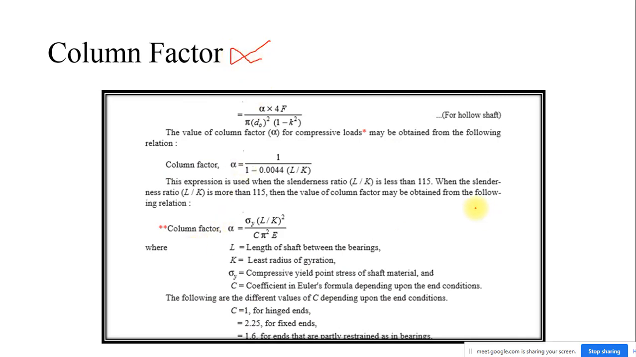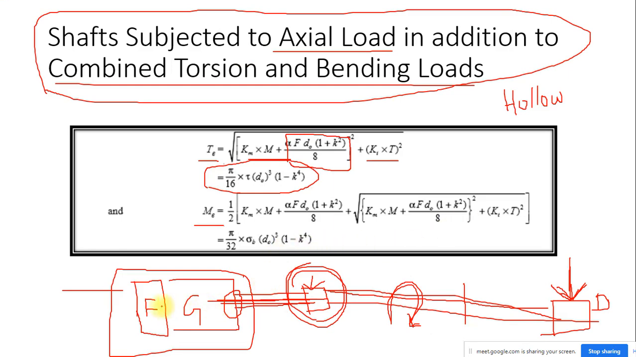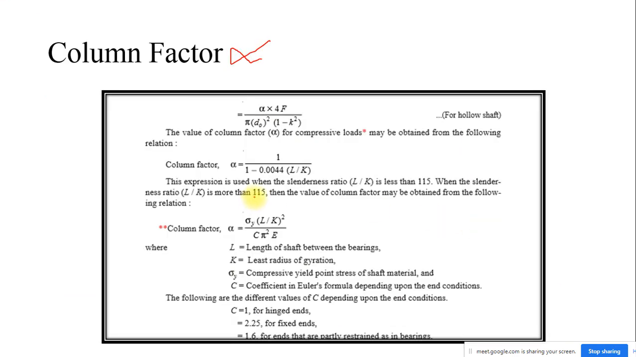Since it is used for compressive loads, let me give you an example. Here I have a straight shaft, then a universal coupling, then an inclined shaft. What happens if the axial load is applied like this? If the axial load is applied like this, the other shaft which is inclined tends to take compressive load. So the column factor for compressive load may be obtained from the following relationship. We don't need the derivation, but we need alpha equal to 1 divided by 1 minus 0.0044 into L by K, where L by K is called the slenderness ratio.